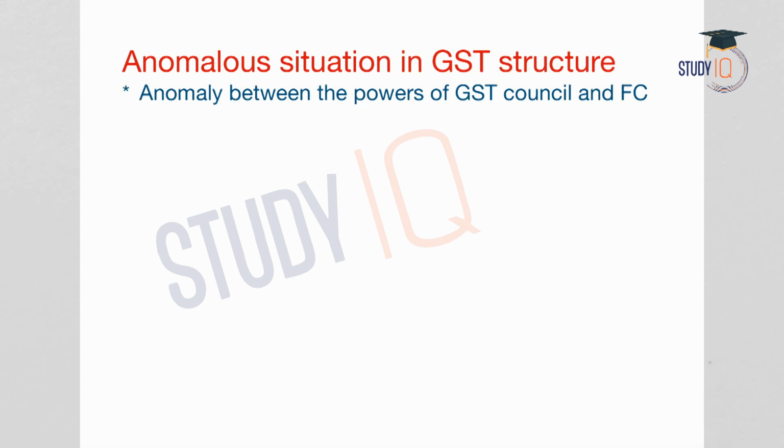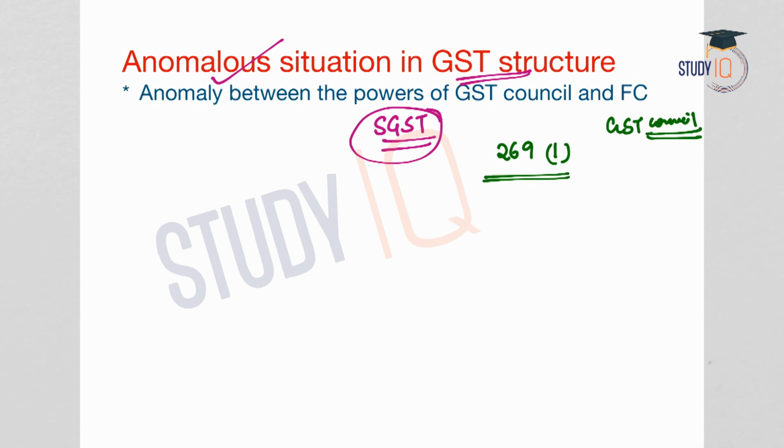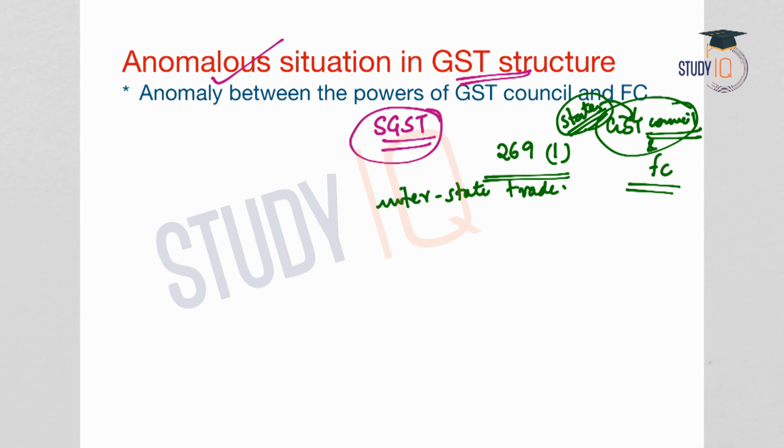Now let us understand what is the difficulty in the GST structure. The state governments levy taxes which come under the SGST, or the state GST, and the state GST will come under the state's revenue. But under Article 269A of the Constitution, the GST Council as well as the Finance Commission has the powers to make recommendations in relation to sharing of taxes from interstate trade. In the case of the GST Council, the states have a vote. So states have a considerable voice in the decisions of the GST Council.